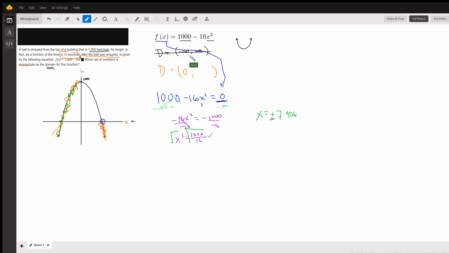So all of that to find out that appropriate domain, right? Technical domain is all real numbers, but our appropriate domain talking about the height of this ball would be 0 to 7.906 seconds. At 0, you're holding it at the top of the building. At 7.906, it hits the ground. So I hope that helps, and hopefully that'll help you to do some other problems in the future.